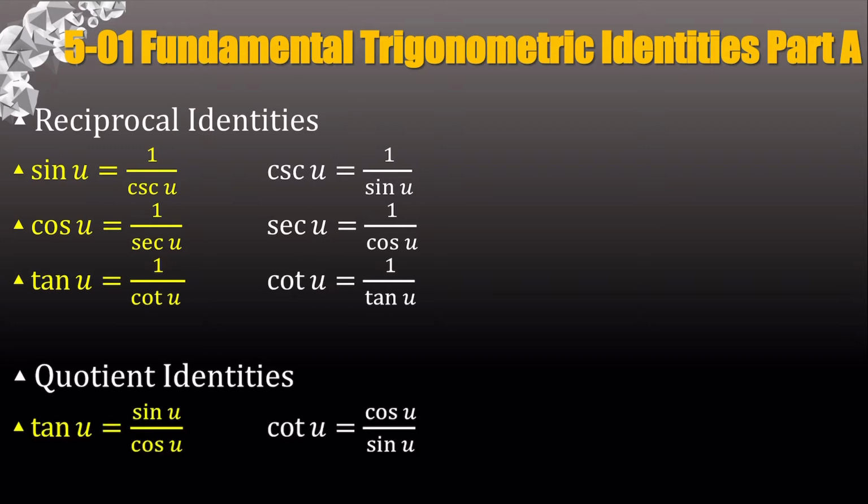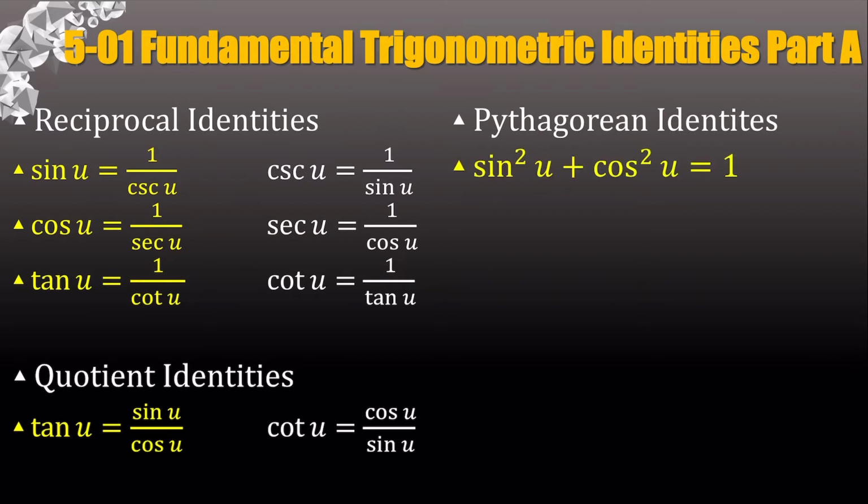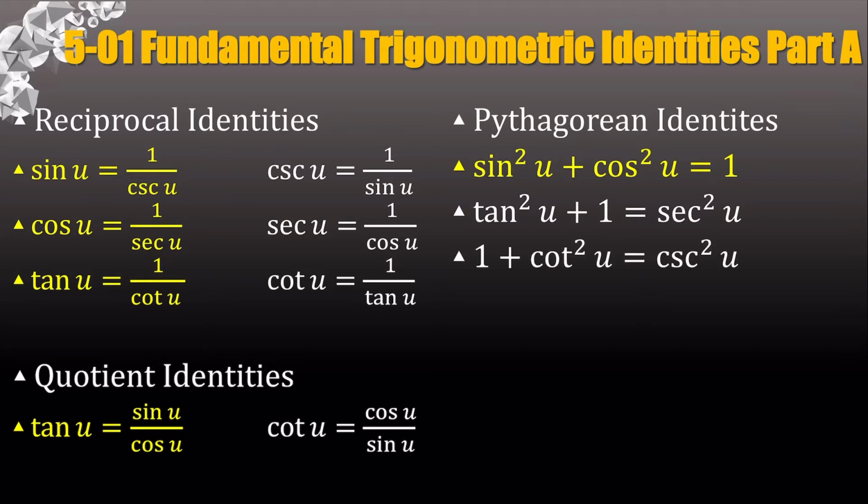The quotient identities. Tangent is sine over cosine, and cotangent is cosine over sine. And then the Pythagorean identity. Sine squared plus cosine squared equals 1. These others, if you divide by sine squared or cosine squared, you get the other two.